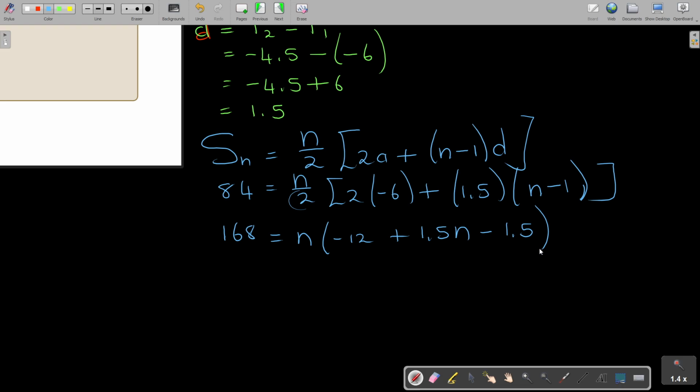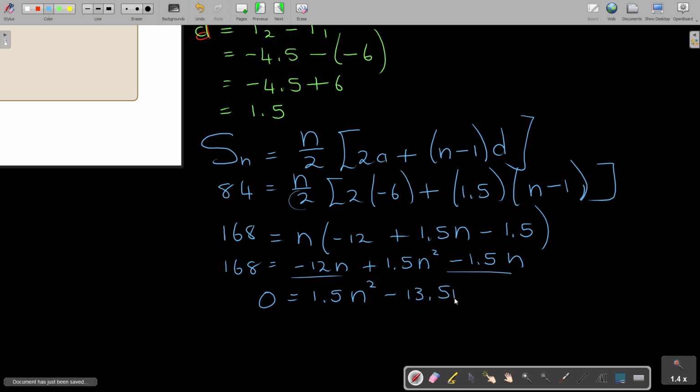And now I'm just going to simplify. So 168 equals negative 12n plus 1.5n squared minus 1.5n. And if I simplify this, this is 0 equals 1.5n squared, negative 13.5n minus 168. Now, I think the best is, before I factor, to multiply so that I can factorize. But you can use the formula also. So now I'm going to divide it with 1.5.